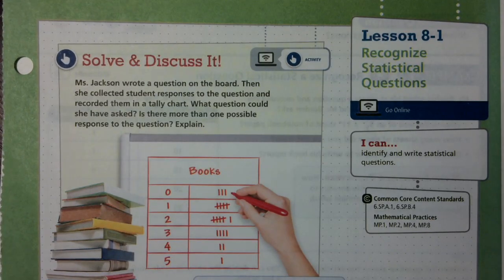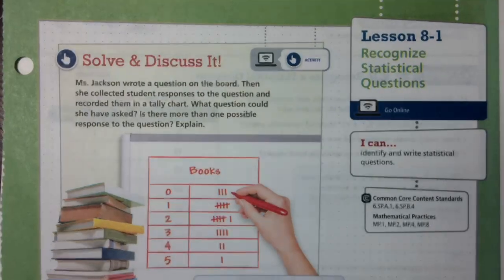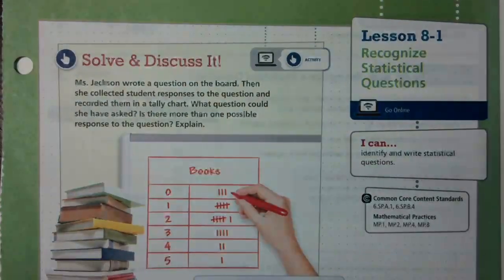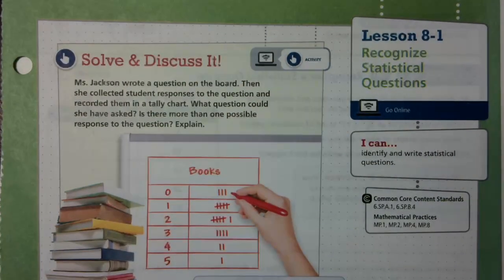On page 469, you need pages 469 through 473 torn out of your book. On page 469, it says that lesson 8.1 is about recognizing statistical questions. We need to know what makes a statistical question, and we're going to talk about that as we go through this lesson. Solve and discuss. Mrs. Jackson wrote a question on the board, and then she collected student responses to the question and recorded them on a tally chart. What question could she have asked? And is there more than one possible response to the question?